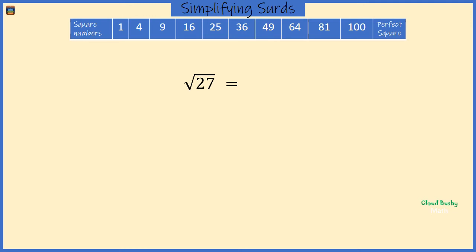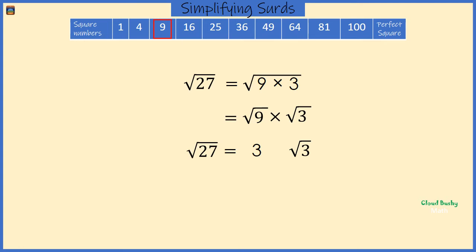Next, the square root of 27. The square root of 27 is equal to the square root of 9 times 3. So we can split this into root 9 times root 3. We know that the square root of 9 is 3. 3 is not a perfect square, so it remains under the square root sign. That means the square root of 27 can be simplified to 3 times the square root of 3. That is 3 root 3.